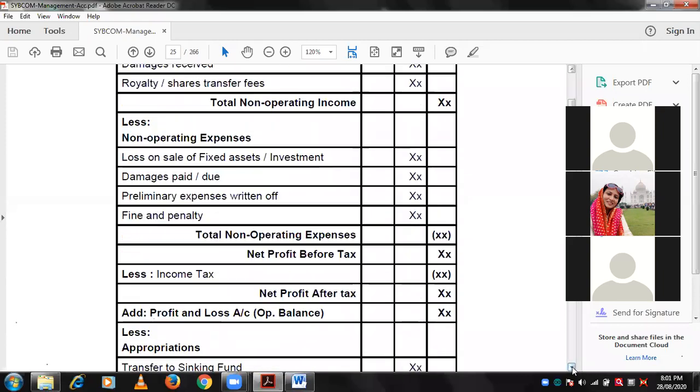So non-operating expenses, Harshad, what is the problem? Harshad Malikar, you raised the hand. So tell me whether you want to speak or not.